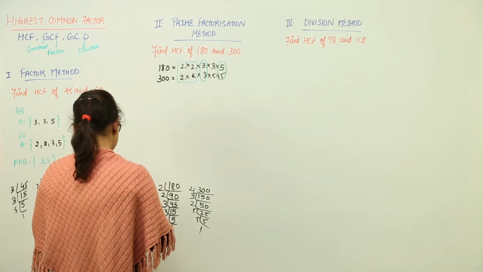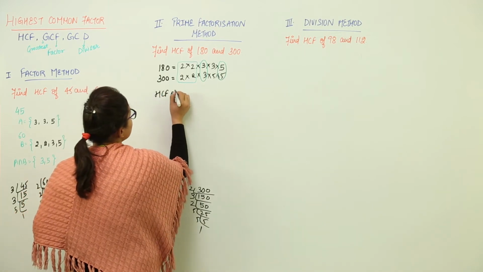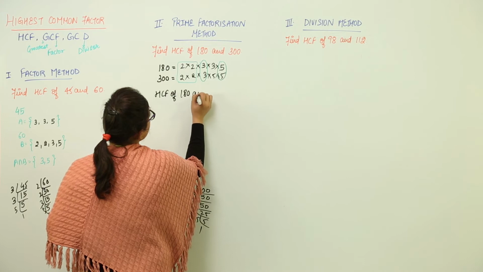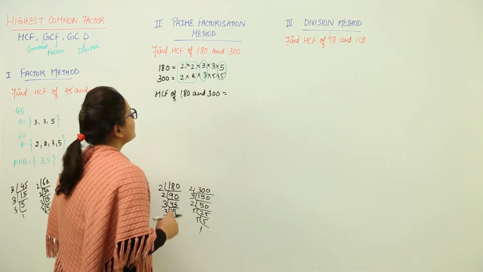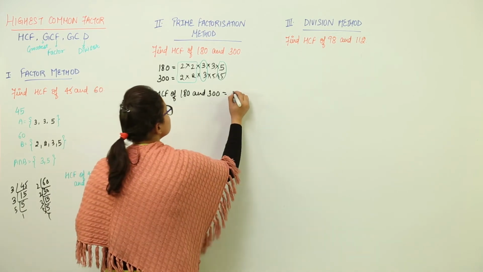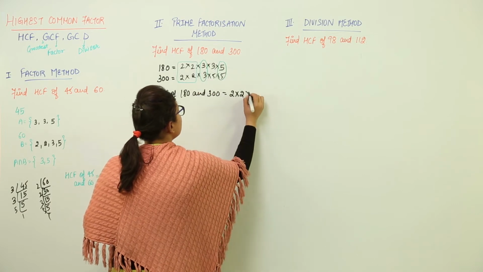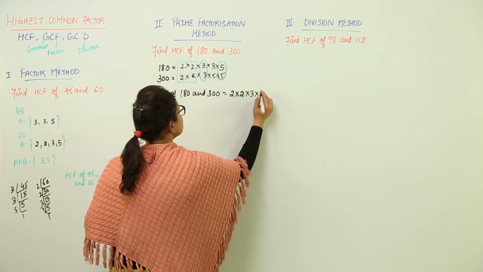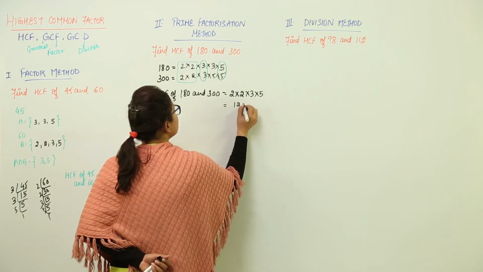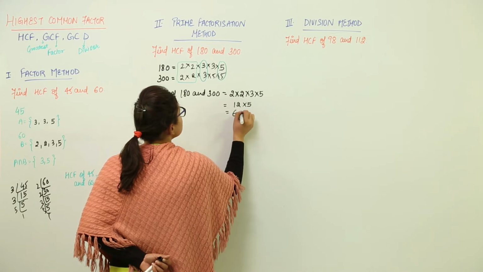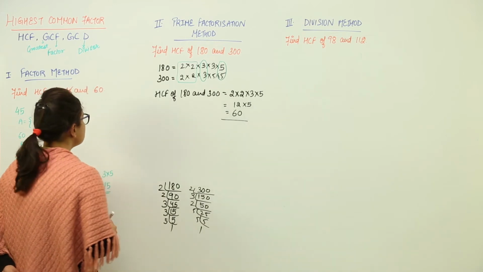In the next step, the HCF of 180 and 300 would be equal to, out of the common factors, we write them only once. So you write 2 into 2 only once, only one 3, and only one 5. That makes 2 2s are 4, 4 3s are 12, into 5 giving us 60. So the HCF of 180 and 300 is 60.